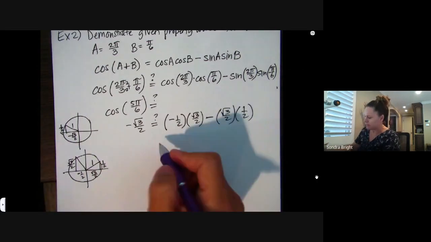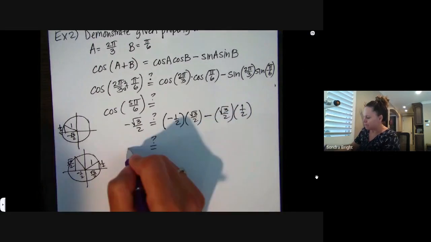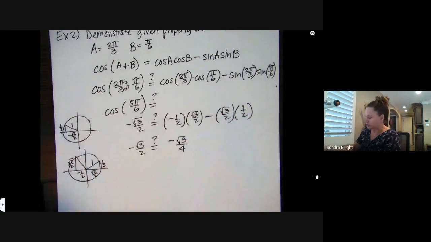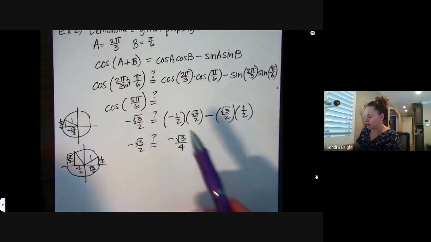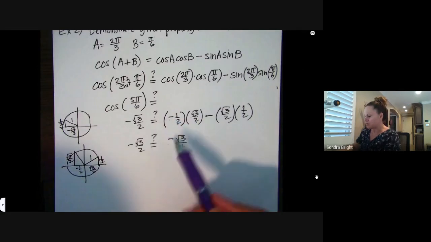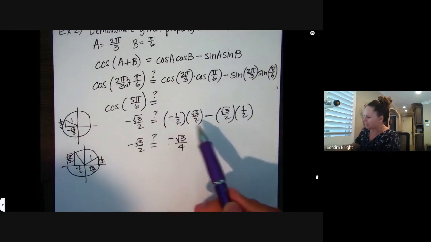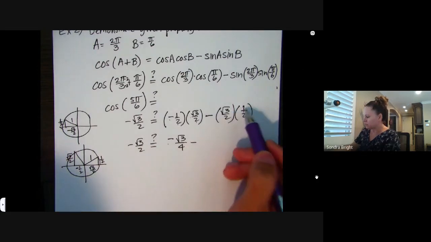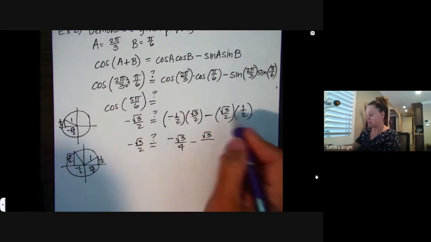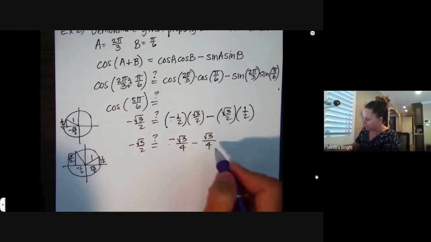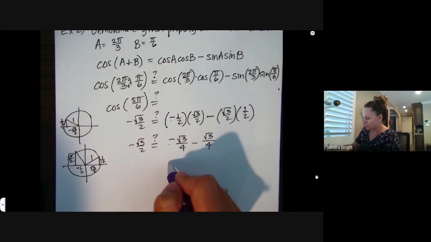left-hand side or right-hand side. That's what, a negative rad 3 over 4, because you remember how you multiply fractions, top times top, bottom times bottom. Negative and a positive makes it a negative. 1 times rad 3, 2 times 2. And then minus rad 3 times 1 over 2 times 2. All right. Well, that makes this side negative 2 rad 3 over 4.